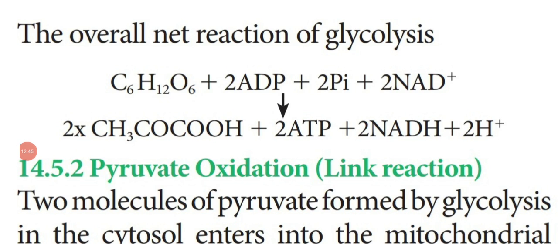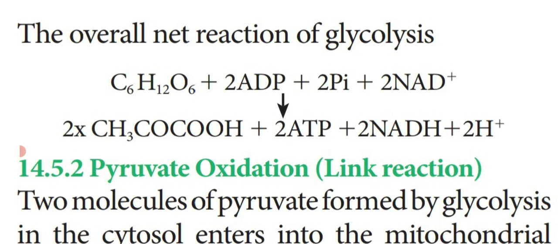The overall reaction of glycolysis is C6H12O6 plus 2 ADP plus 2 inorganic phosphate plus 2 NAD gives 2 molecules of pyruvic acid, CH3COCOOH, plus 2 ATP formed and 2 NADH2 formed. That is said to be the overall net reaction of glycolysis, an important 2-mark and 3-mark question. So that is the glycolysis.